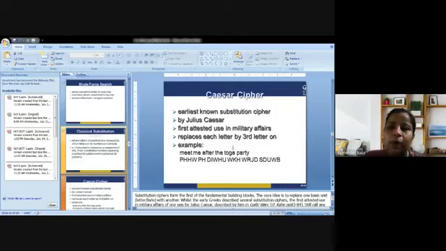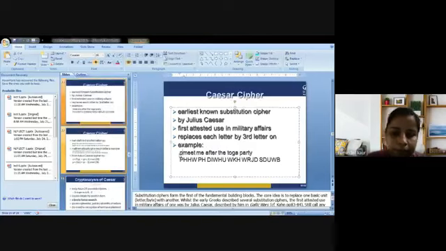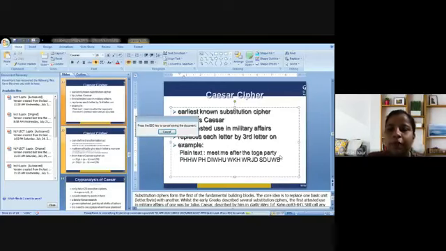Meet me after the toga party. This is the plain text that is given to us, and we are supposed to produce the output by using the third letter after each plain text letter. We are supposed to use a shift key of three.